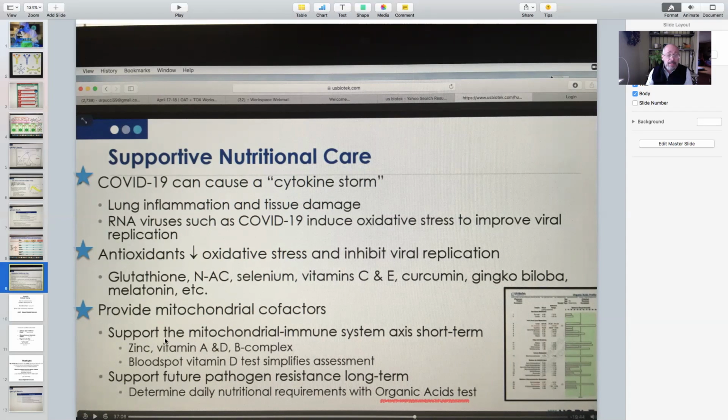So here's your zinc, your vitamins A, D, and B complexes. And certainly testing for pathogen resistance, a urinary organic acid test is a wonderful test to look at the overall strength of your mitochondria, to look at nutritional deficiencies, just a lot of information on an organic acid test.